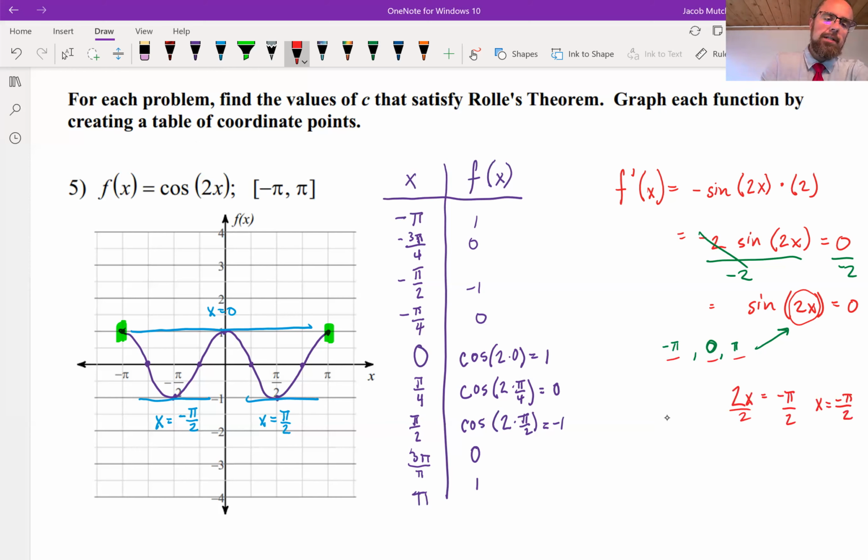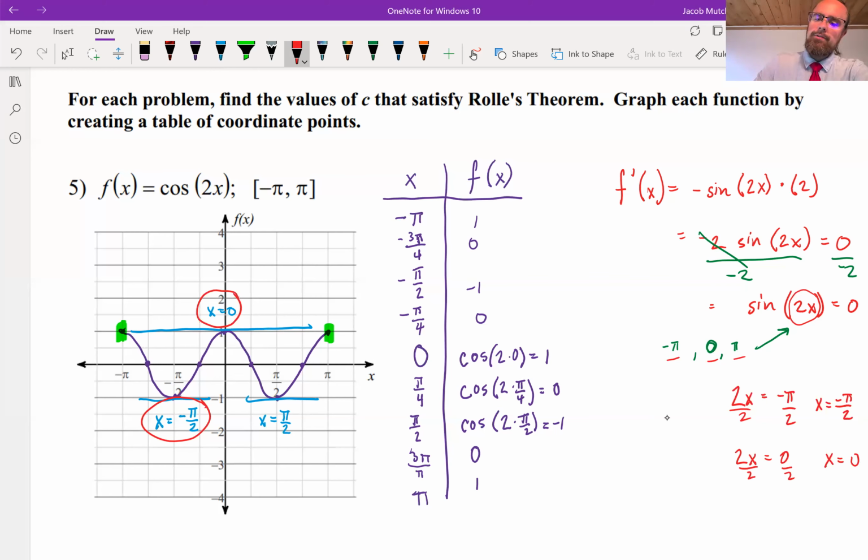And that checks out. I see it on my graph. Let's also set 2x equal to 0. If I divide by 2 there, I get x equals 0. And that corresponds with the critical point where I'm seeing a maximum.